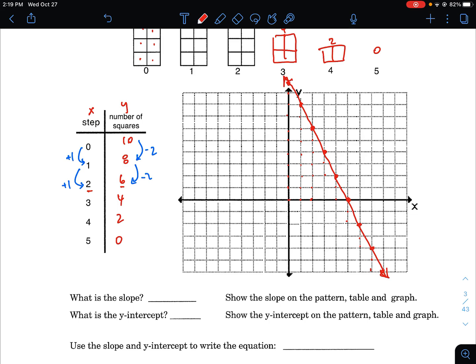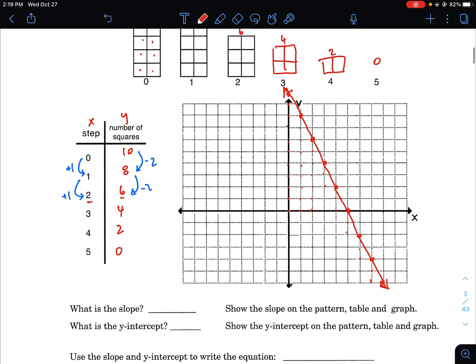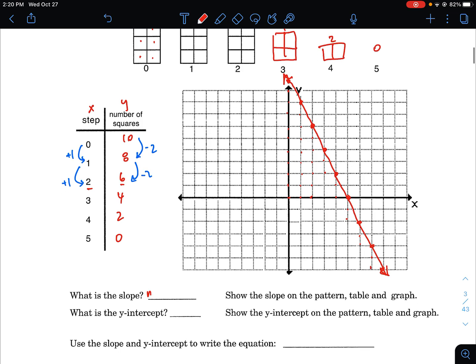All right, so we now have our graph. What is our slope? Remember, our slope is our m, and it's the change in y over the change in x. What is our change in y? We did the table before, so our change in y is -2, our change in x is +1.